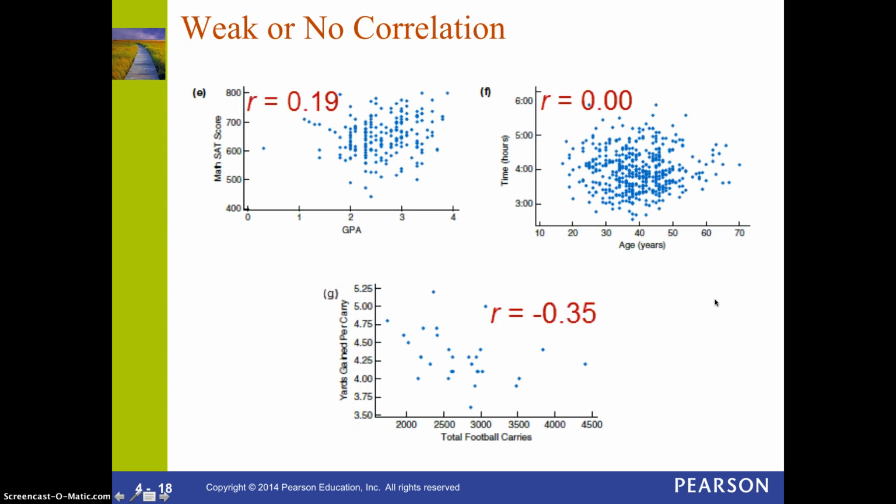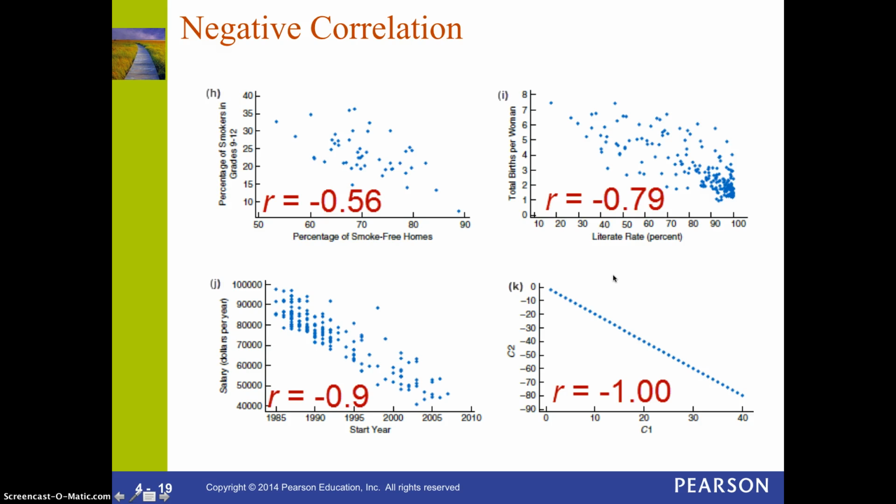Okay, these all have a weak or no correlation, and you notice that the value of the correlation is very close to 0. And if you notice here, you can't really put a line through any of these scatter plots. This one you can tell that it's somewhat negative, right? You notice it's getting closer to -1 than the other two are.